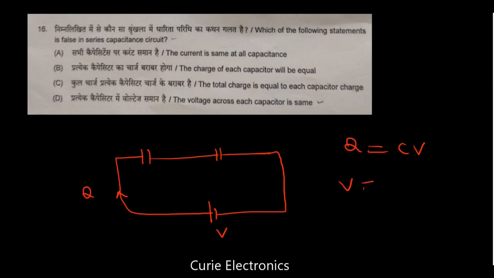V equal to Q upon C. See, if the capacitance value is less, voltage drop across the capacitor is more. So option D is the wrong one, because the voltage across each capacitor is the same. That is not the correct statement.